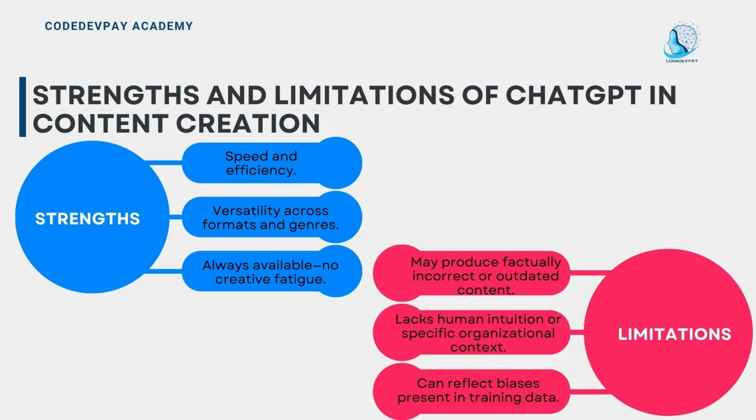What are some of the limitations of ChatGPT? It may produce factually incorrect or outdated content. It may lack human intuition or specific organizational context. It can also reflect biases present in training data.